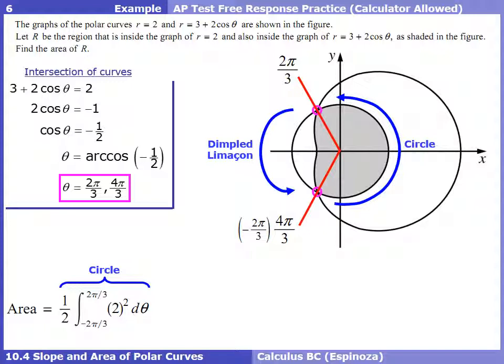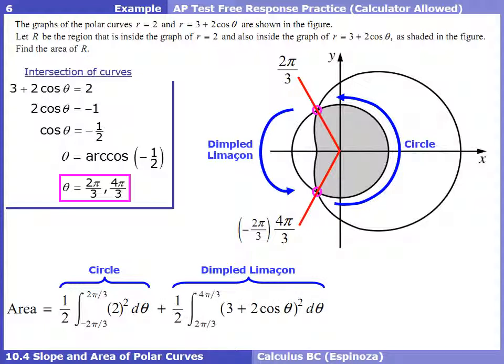Of course, all we need to do after that is take our polar function, which is just the number 2, and square it, and we're integrating that with respect to theta. To set up the integral to find the area of the limacon, that's a lot more straightforward now. All we're going to do is set that integral up to be 2 pi over 3 to 4 pi over 3, and then of course we're going to integrate our r squared, which is (3 plus 2 cosine theta) all squared.